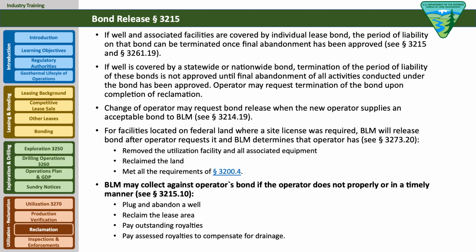For facilities located on federal land where a site license was required, BLM will release the bond after the operator requests that it be released, and BLM determines that the operator has removed the utilization facility and all associated equipment, reclaimed the land, and met all the requirements of Section 3200.4. Finally, BLM may collect against the operator's bond if the operator does not properly or in a timely manner plug and abandon a well, reclaim the lease area, pay outstanding royalties, or pay assessed royalties to compensate for drainage.